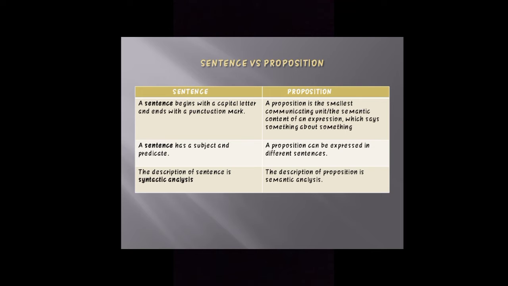A dog is barking, and 1 plus 1 equals 11. The first proposition has the truth value of true, and the second is false. The description of proposition is semantic analysis. In semantic analysis, inflection is separated from proposition. Every proposition contains one predicate and a varying number of referring expressions called arguments.